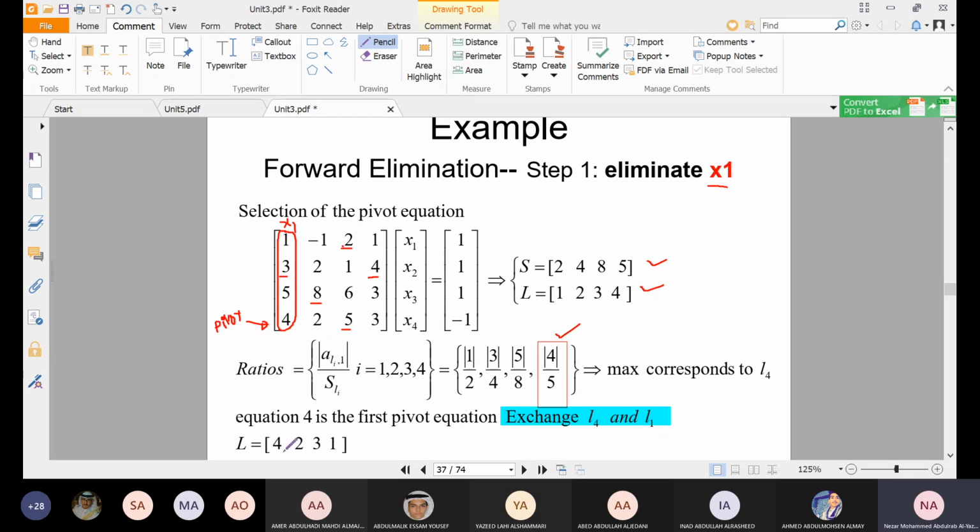So what we do is change the index vector. No change will happen to the matrix. Before, I have 1, 2, 3, 4. So I will do swapping between these two. So now it becomes 4, 2, 3, 1. This will help us later with back substitution. Okay, is it clear? What's the difference between the scaled and partial pivoting?